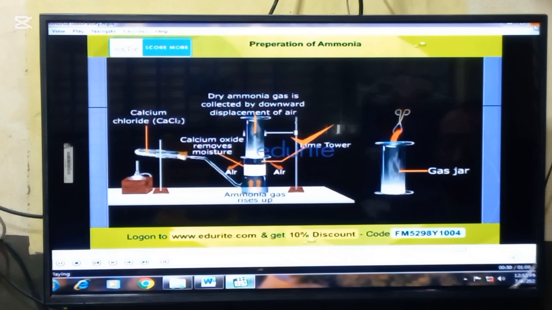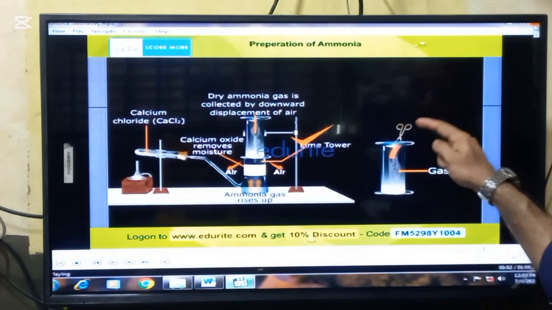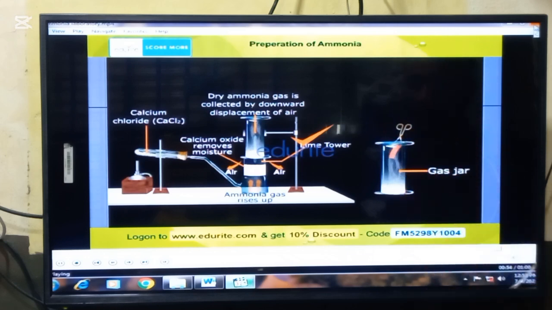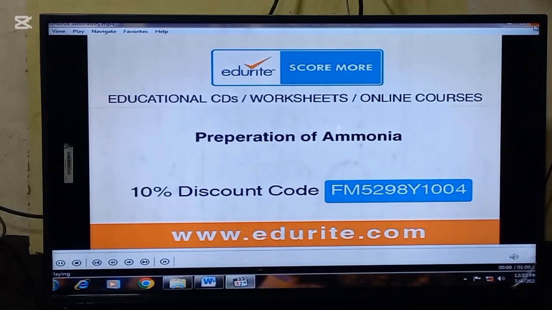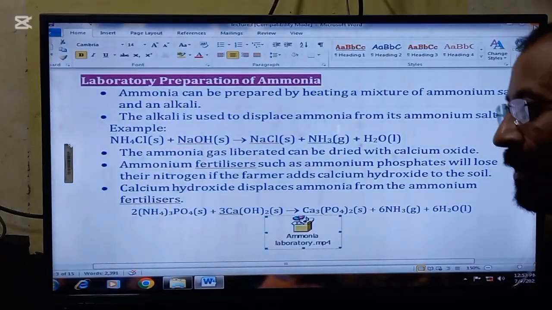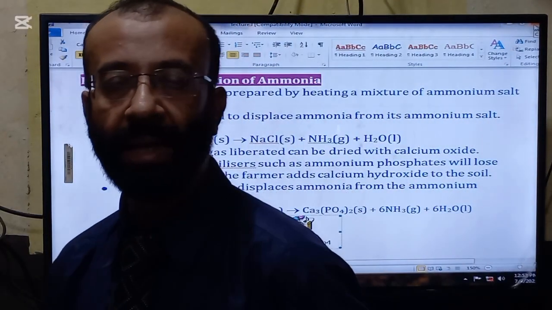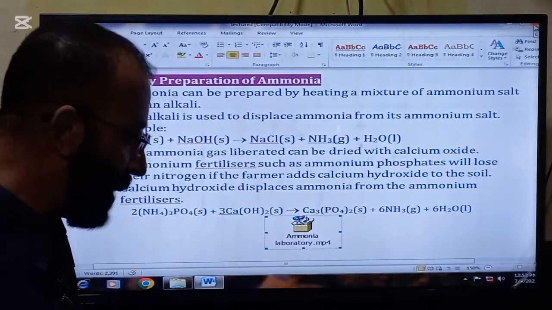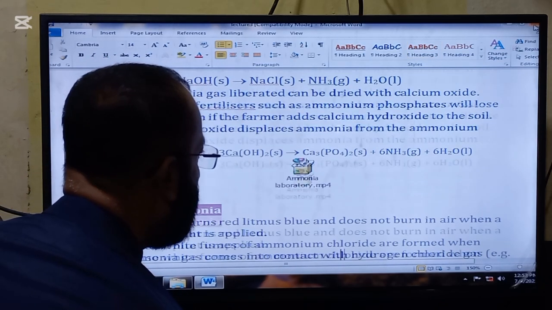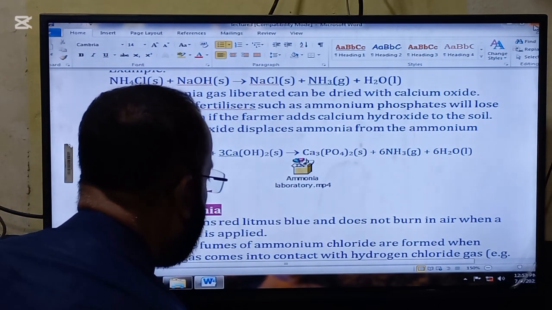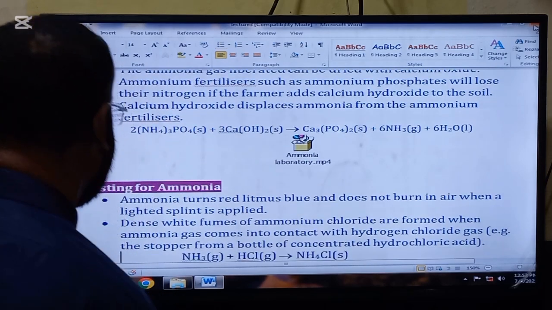A moist red litmus paper is used to check for the presence of ammonia in the jar. The red litmus paper turns blue because ammonia is basic. So this is the method that is adopted in the laboratory for the preparation of ammonia, and the ammonia test was also done. Red litmus paper turned blue.